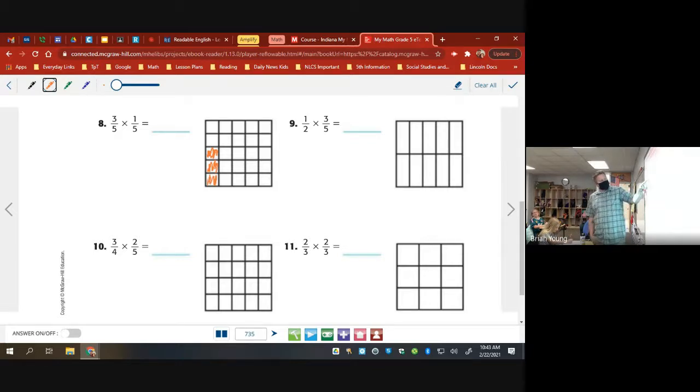How many are we going to shade in on this one? That one there. So how many are shaded total? 3. Out of? And I'm pretty good with that one, right? I'm just done. Very simple. Next one.